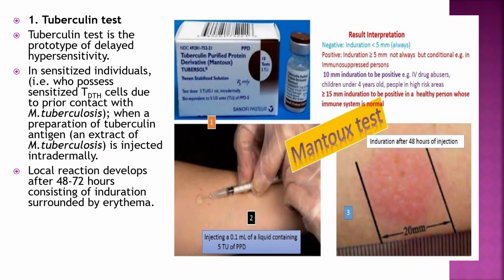Ten millimeter is positive in IV drug abusers, children under 4 years of age, and people from high risk areas. More than 15 millimeter in duration is positive in a healthy person whose immune system is normal. Here you can see how the injection is given intradermally with the help of a tuberculin syringe, and then there is erythema and induration development after 48 hours of the injection.